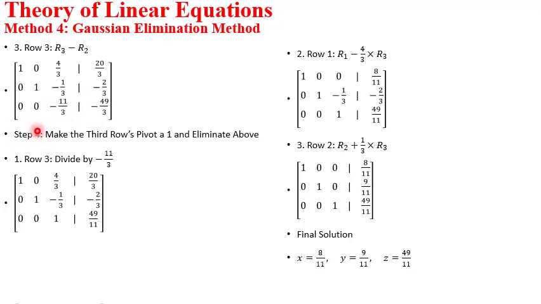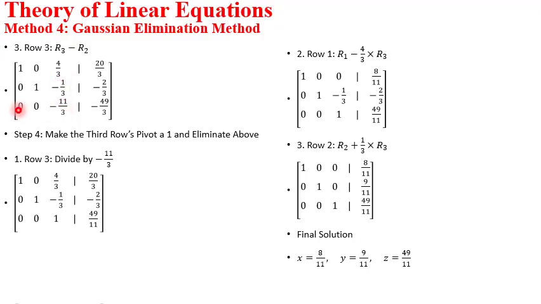So the fourth step now, just in 4 steps, is to make the third row pivot a 1 and eliminate the above. So you now see that we need to make this element, of course this element has now changed from what it was because we have made this a 0. So now we want to make this a 1 and eliminate what we've got above it, this and this. We want to eliminate them to become 0 and make this 1.